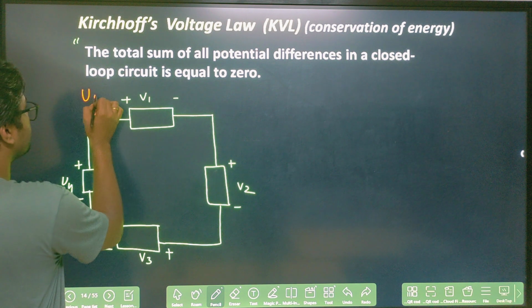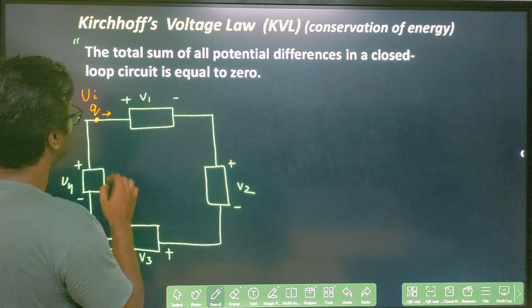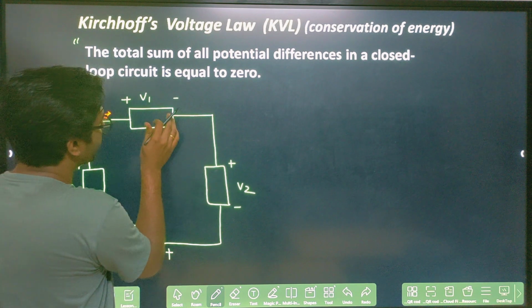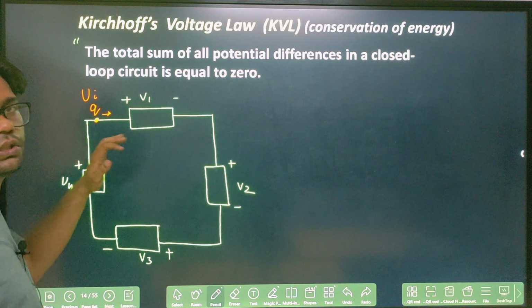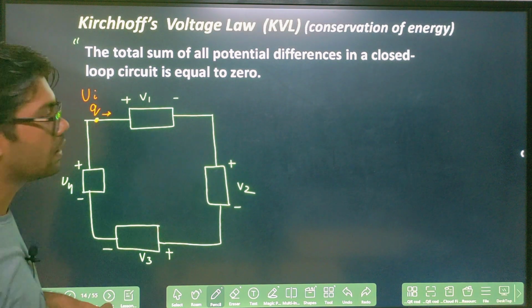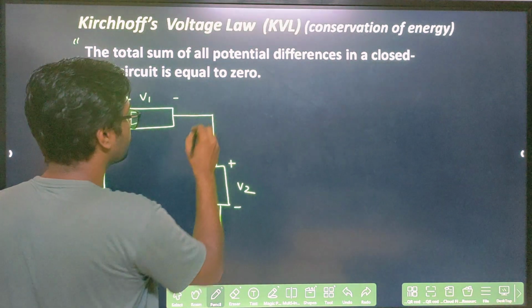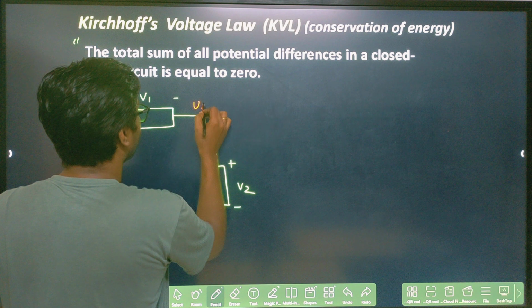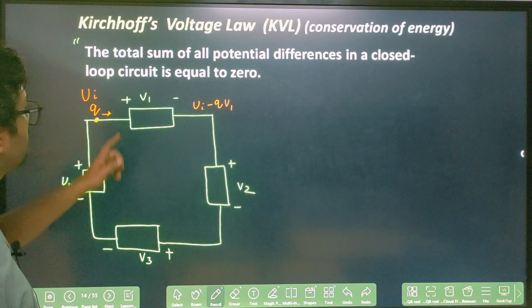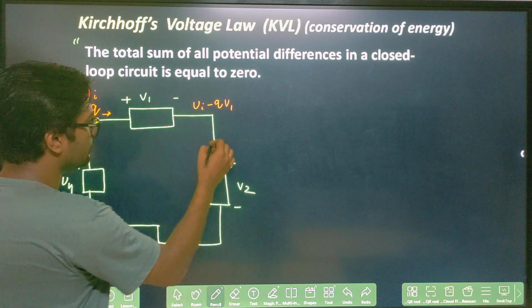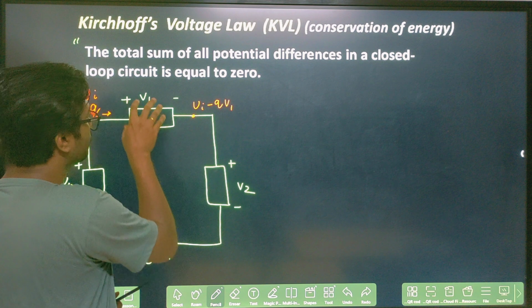It has initial energy, let's say UI, right? It has initial energy UI. So what will be the energy after crossing through this electrical device? You will say that it is moving from positive to negative. That means it loses some amount of energy. How much energy will it lose? It will lose Q into V1 energy, right? So it will be UI minus Q V1. Clear? Now here also on this side the energy will be UI minus Q V1 because it lost V1 amount of energy.